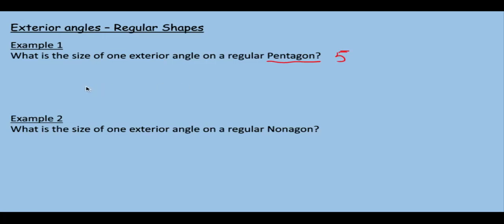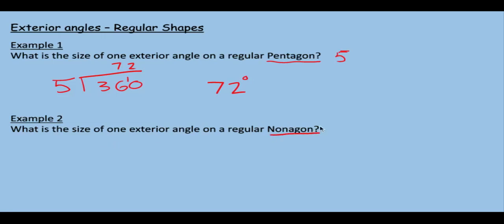So that means we've got 5 exterior angles, and we would simply say, well, 5 goes into 360. How many times? Well, it doesn't go into 3, it goes into 36 7 times with 1 remainder. Then 5 goes into 10 2 times, so we've got 72 degrees is our exterior angle of a pentagon.